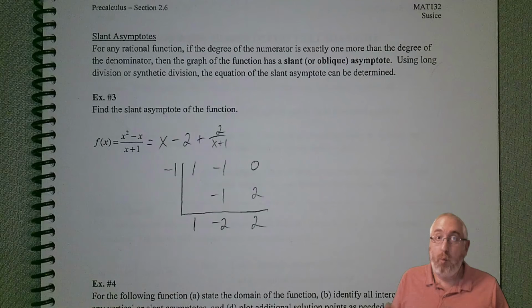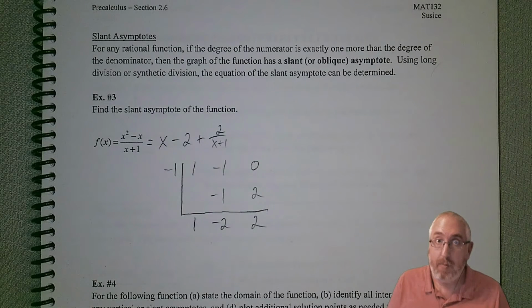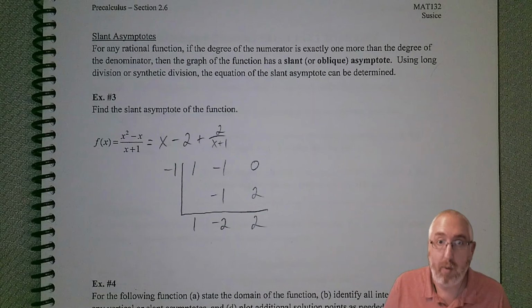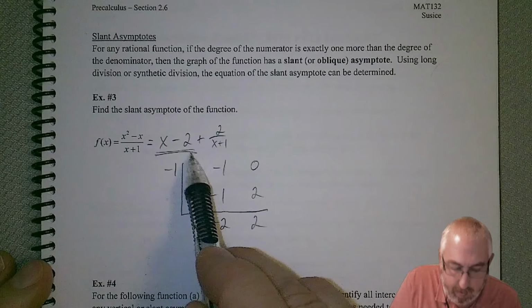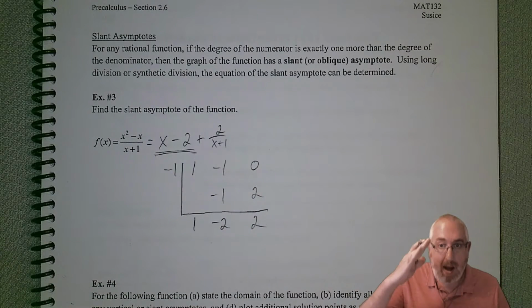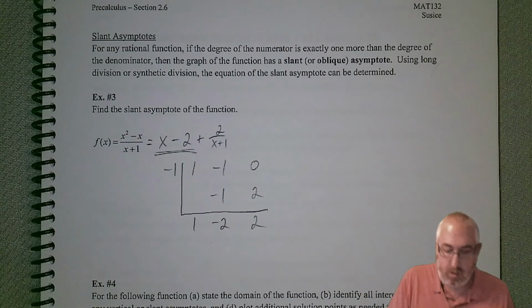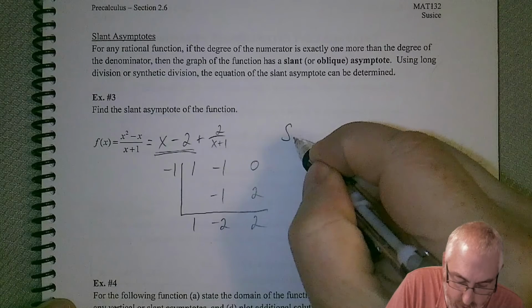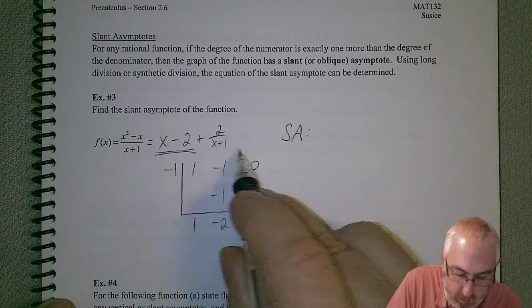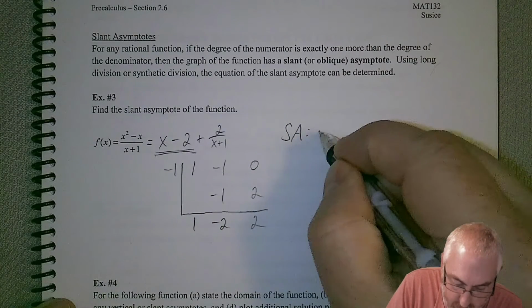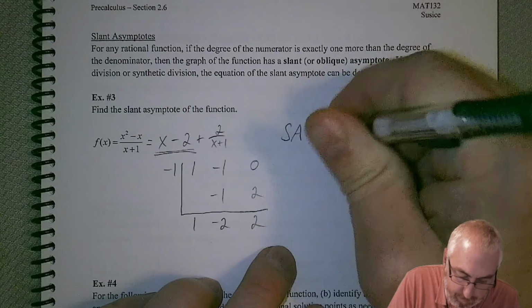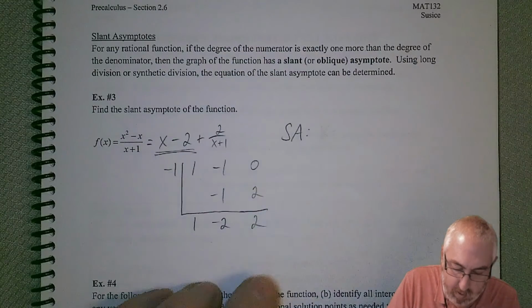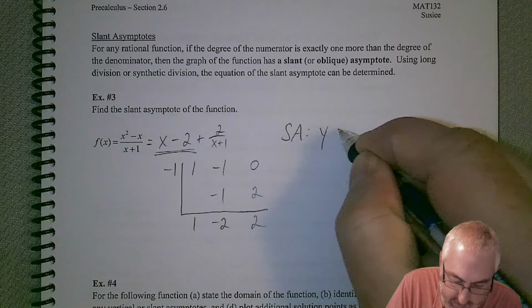Now, if we want the slant asymptote, we actually have the equation right here. It's this first part. Our slant asymptote has to be the equation of a line. So if we do our synthetic division, whatever that linear component is, that should be the equation of our slant asymptote.